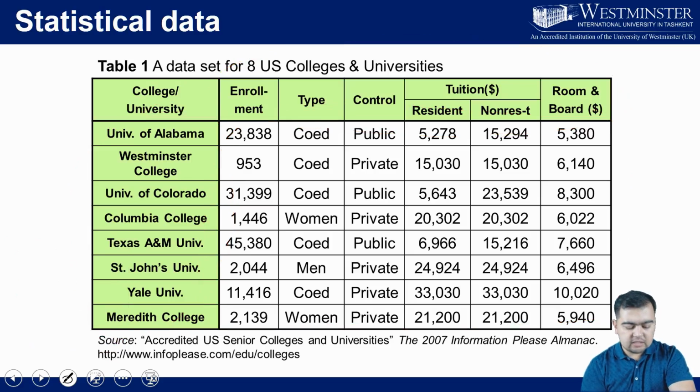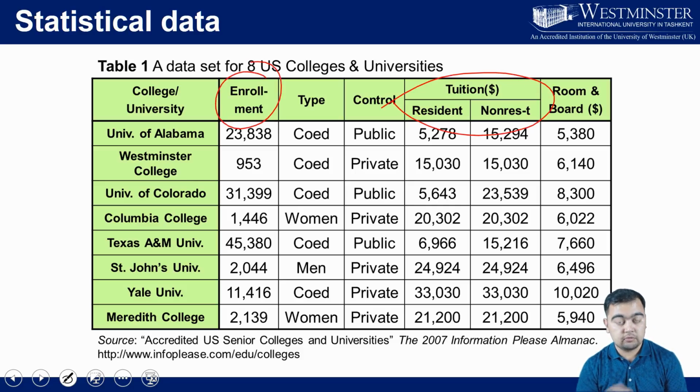Now, like we said, the data can be of different types. So if we start from the very beginning, first we need to define what would be the qualitative or the quantitative data here. As you see, for example, the variable enrollment, the tuition fee for resident and non-resident students, or the cost of room and board, they are in numbers, as you can see here, right? So this type of information is basically quantitative data, okay?